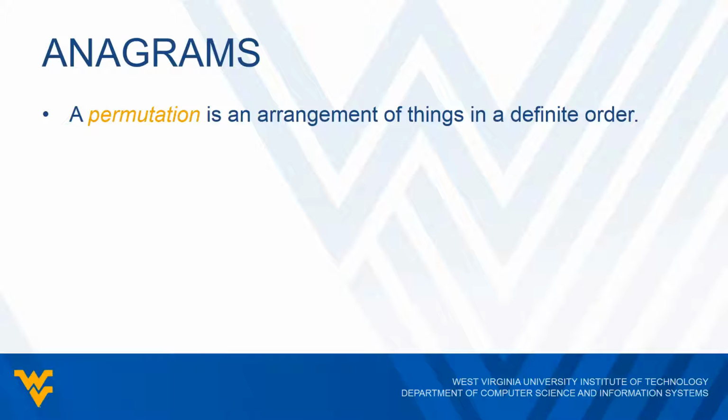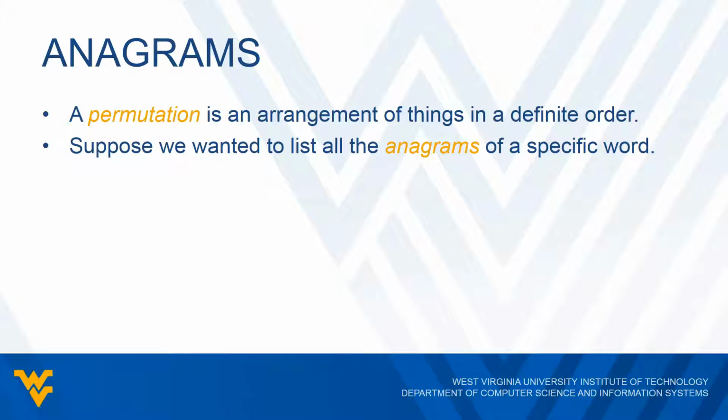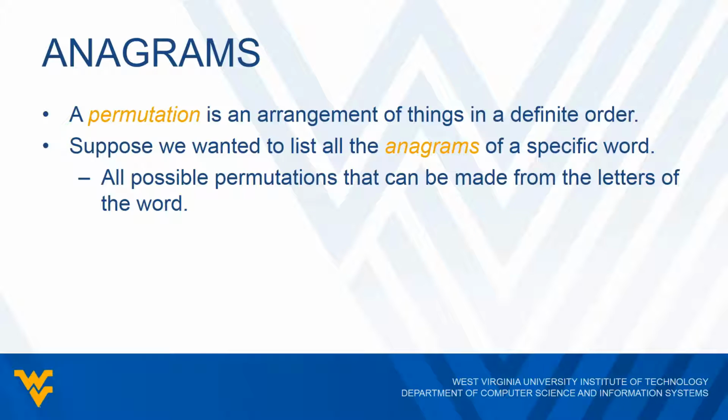We say that a permutation is an arrangement of things in some definite order. So if I have a collection of things, we just have an arrangement where order does matter. Now, let's say we want to list all the anagrams of a specific word. Well, what do we mean by an anagram? We're saying that we want all of the possible permutations that can be made from the letters of the word. So, for example, let's say we wanted to anagram the word cat.